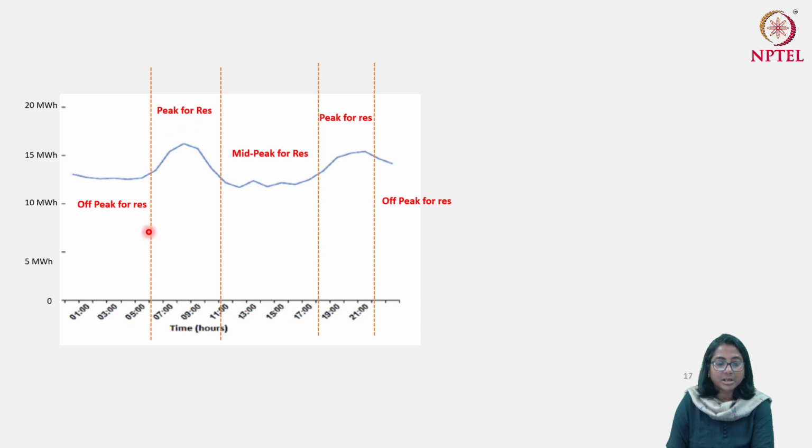The peak period starts from 6 a.m. in the morning and goes until 11 a.m. So 6 to 11 a.m. is one peak for the residential. This is the aggregate demand curve for the residential sector, or aggregate load curve. And the second peak that you observe, again from 6 to 11 or 6 to 10, is in the evening. So these are the peak demands.